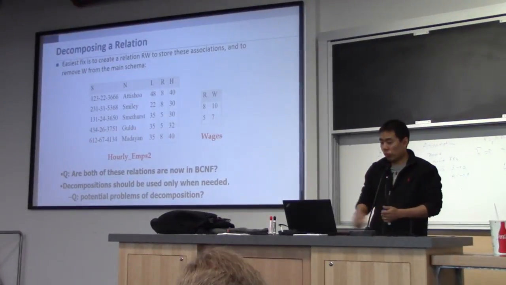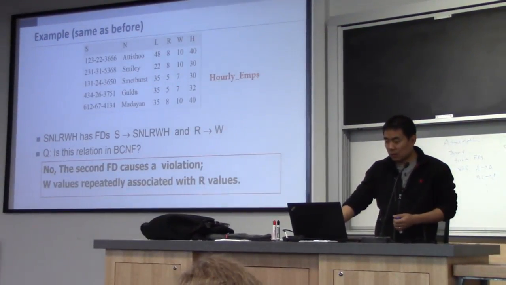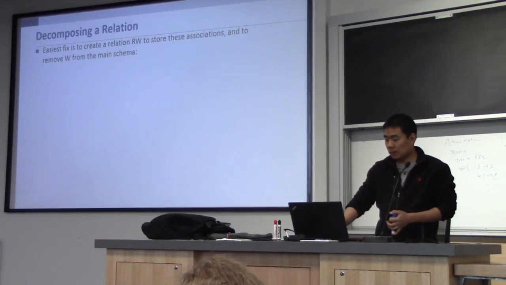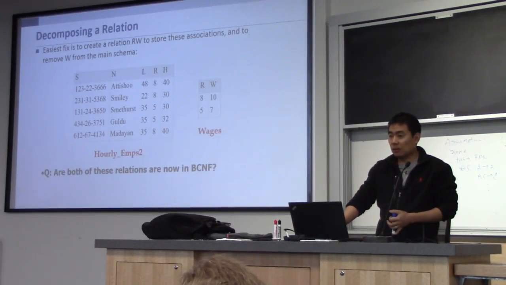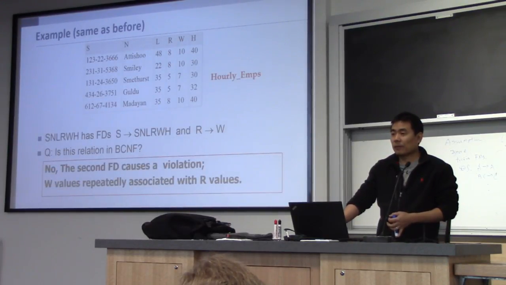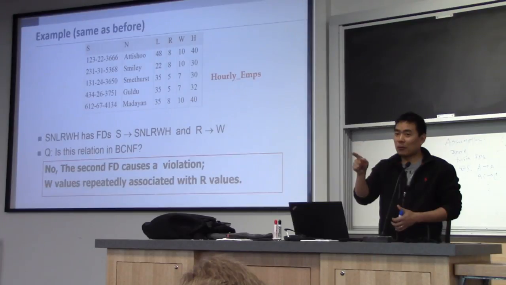Because the dependencies are these two, right? So the dependency of S determining all the other stuff, so S being a super key, is preserved, because it's still in that table. All the things remain together in that table, and then R and W are now in a different table, so that dependency is also preserved. Yes. But it's a little bit trickier than what you have said, actually.